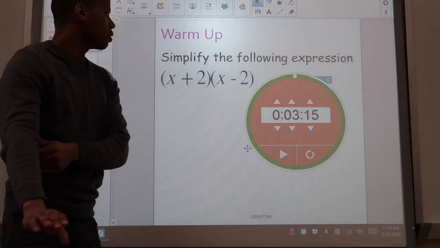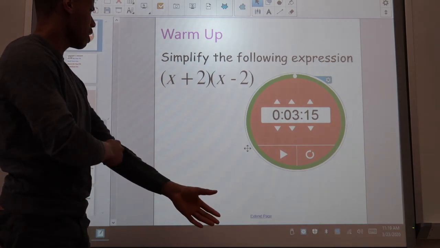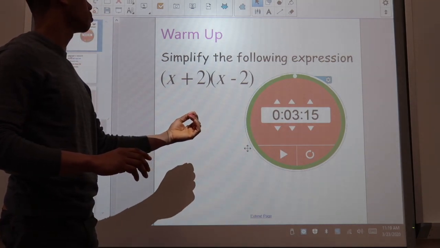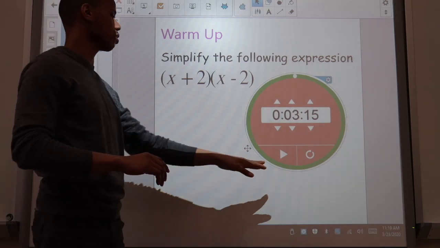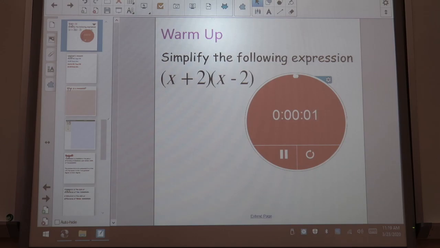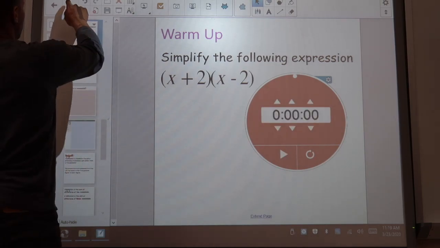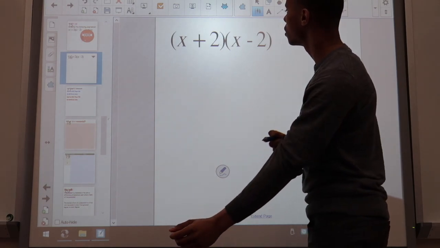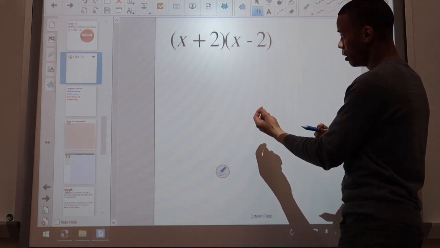So, this is what we're doing. For your warm-up, I want you to take about 3 minutes and just go ahead and multiply the following expressions. So, there we go. For this one, again, we're multiplying two binomials.